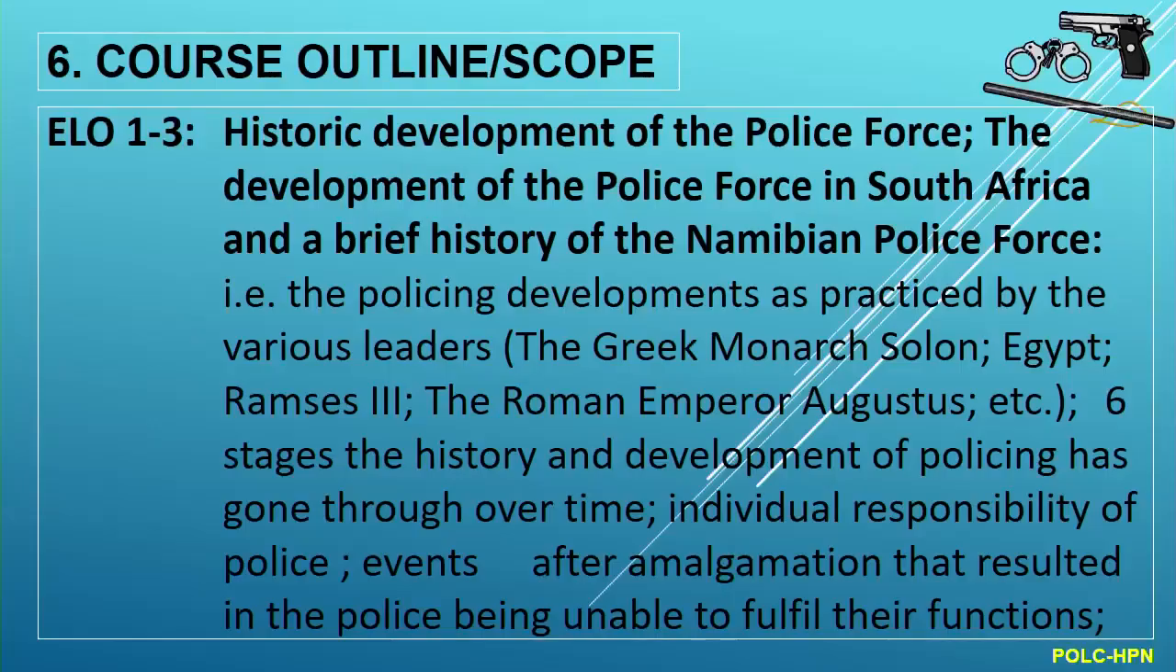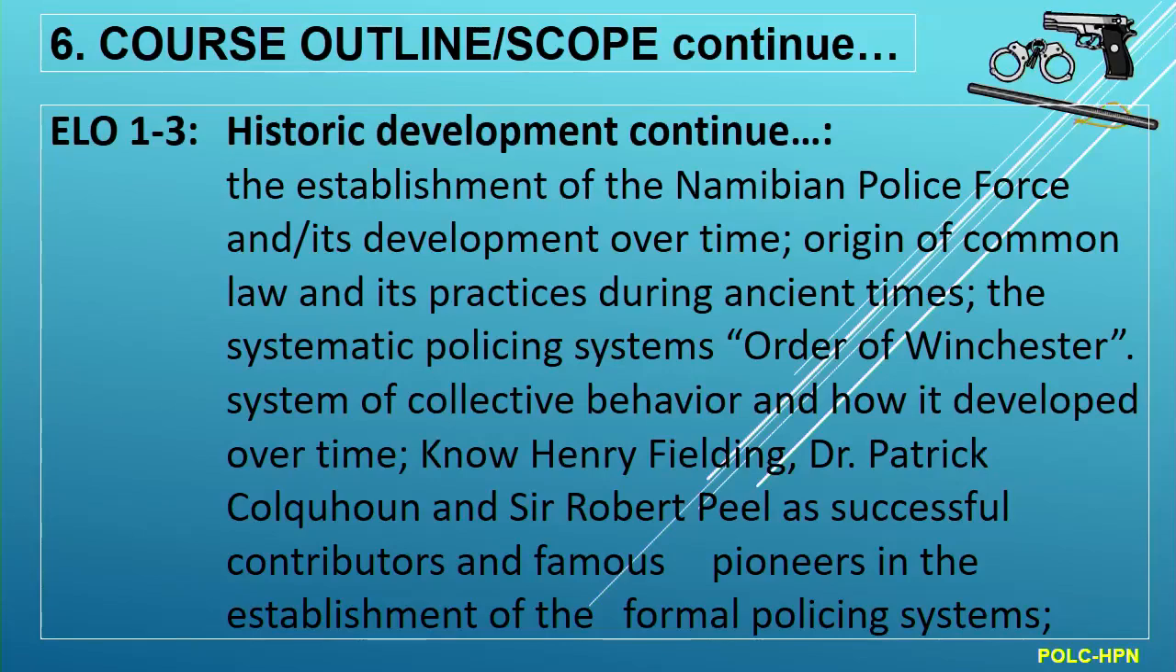Now, you have learning outcomes 1, 2, 3. Number 1, historic development of the police force. The development of the police force in South Africa and a brief history of the Namibian police force. For example, policing developments practiced by various leaders, the Greek monarch, Solon, Egypt's Ramses, Roman emperors, etc. The 6 stages the history and development of policing has gone through over time. Individual responsibilities of the police, events, and the amalgamation that resulted in the police being unable to fulfill their functions. History of the establishment of the Namibian police force and the development over time.